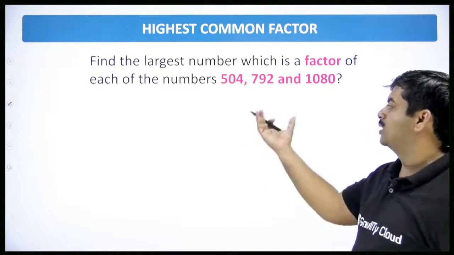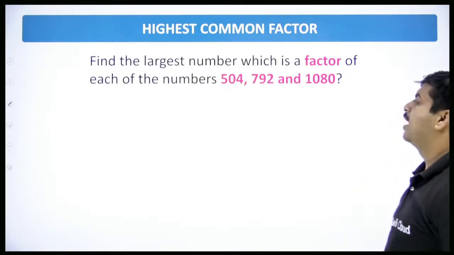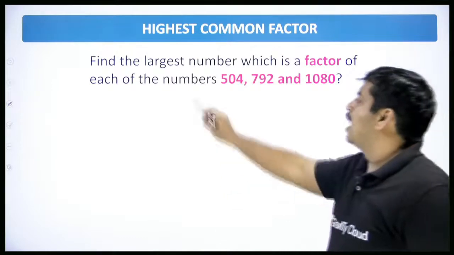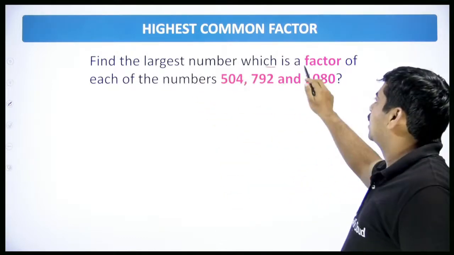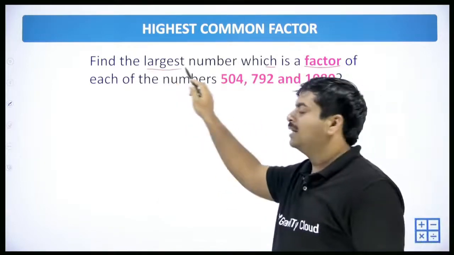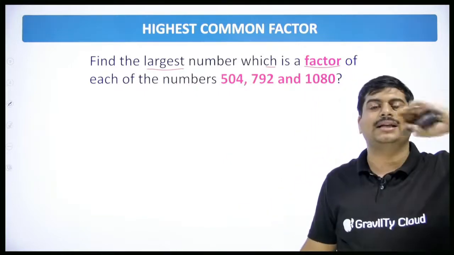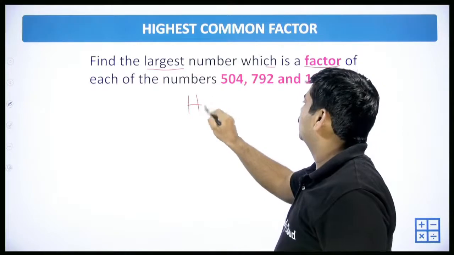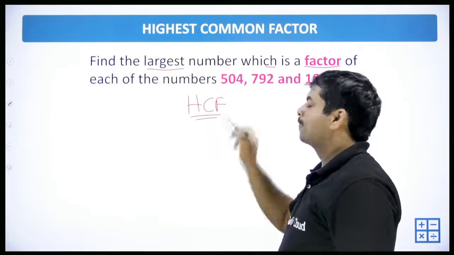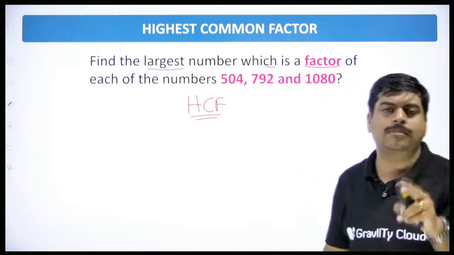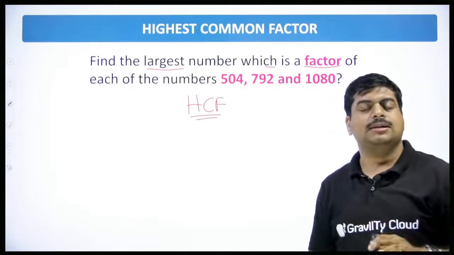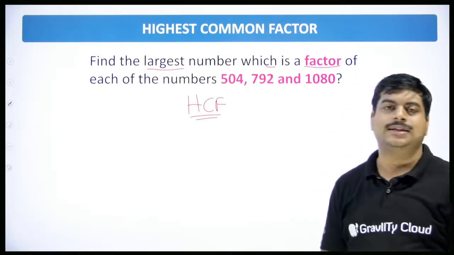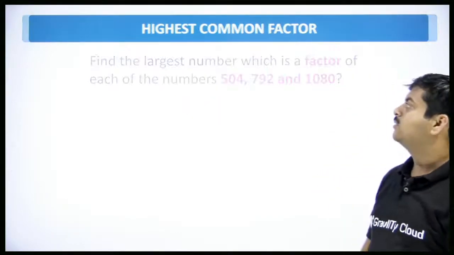You have more questions. Find the largest number which is a factor of each of the numbers. Largest number which is a factor, largest. Again, that says it is the greatest or the highest. Simply, we need to find the highest common factor for all the three. Simple. If it is 2 numbers or 3 numbers, don't worry. Just follow the same method and try to write the HCF. Okay. So the next one we're going to discuss.